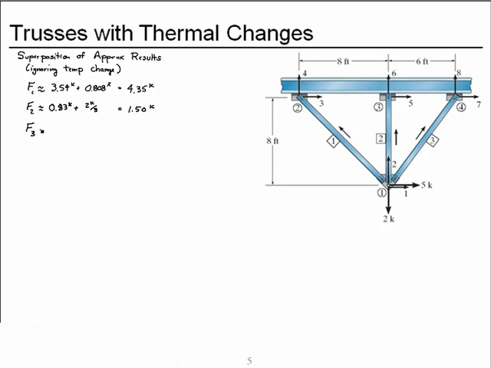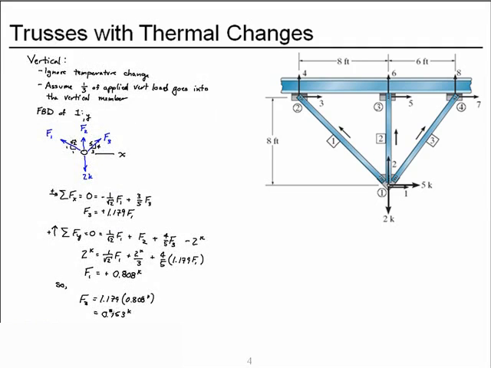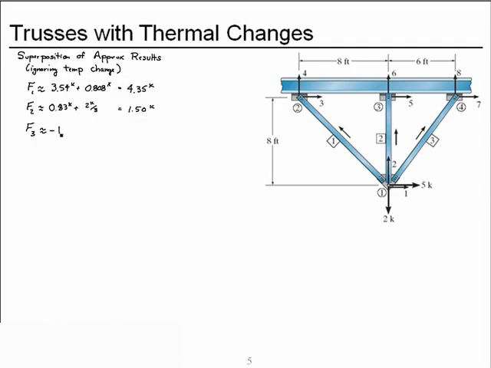The force in member 3 will be approximately negative 4.17 kips plus a positive 0.953 kips. And that gives us a negative 3.22 kips.